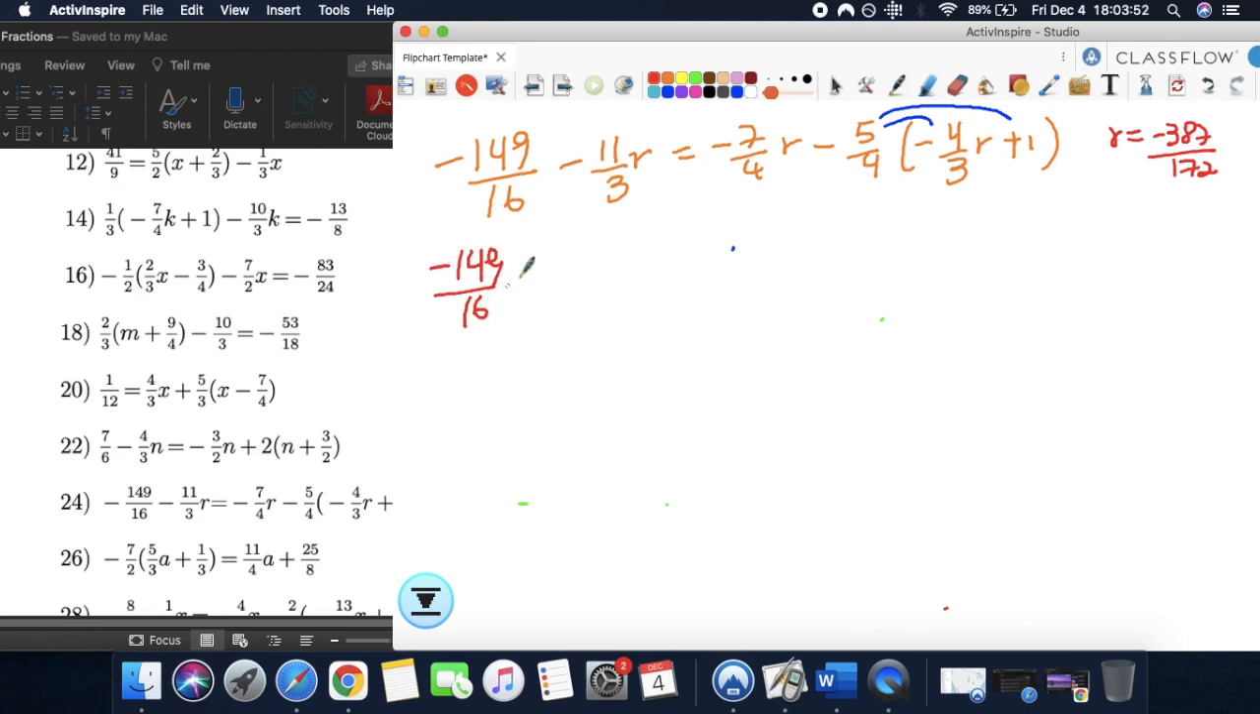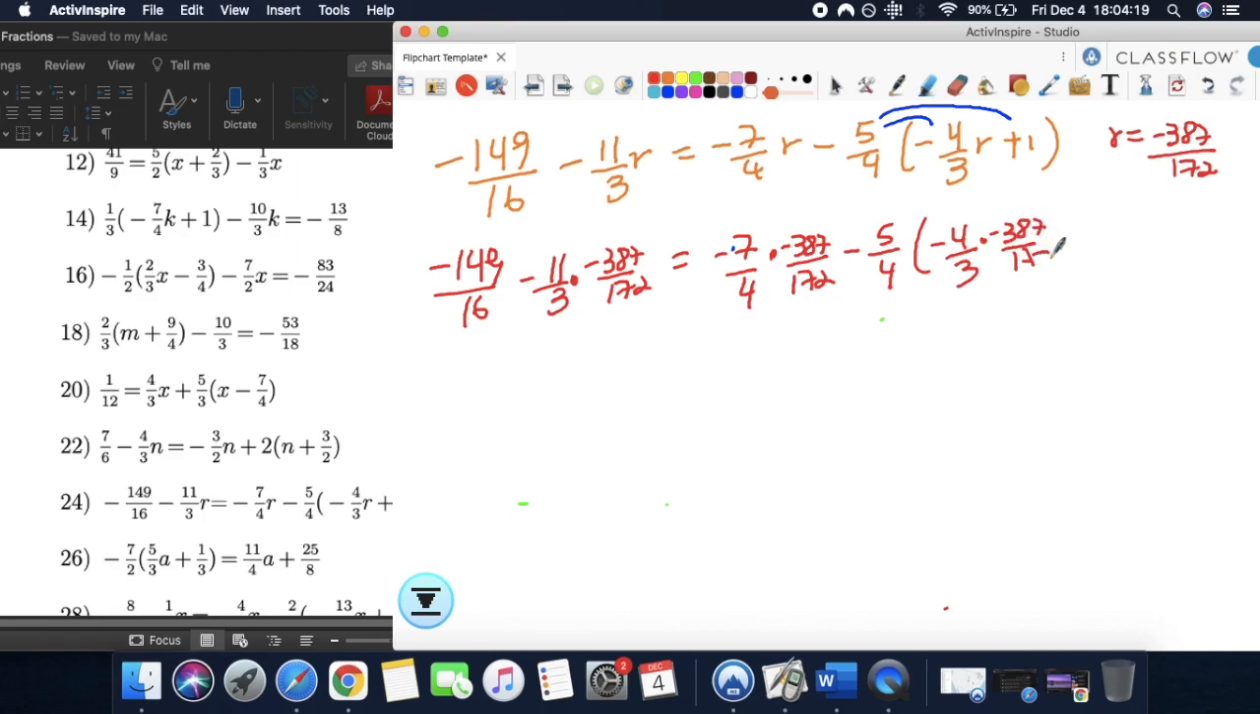149 over 16 minus 11 over 3 times negative 387 over 172. 5 plus 7, okay, so that can be simplified. That's good news. So negative 7/4 times, again, negative 387 over 172 minus 5 over 4, negative 4/3 times negative 387 over 172 plus 1. So everywhere, and I'll put an arrow here, here, here, and here is where I substitute.